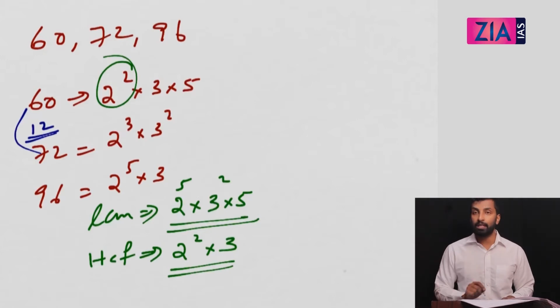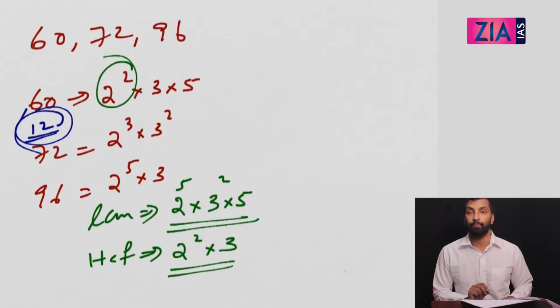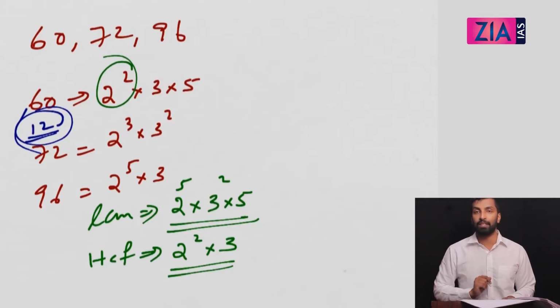But you cannot conclusively tell in all cases that the smallest difference is your HCF. Not just the difference, the smallest difference. You need to check it, right? So how will you check? You can divide. And the methods I have discussed, the logic also I have discussed in the previous video.